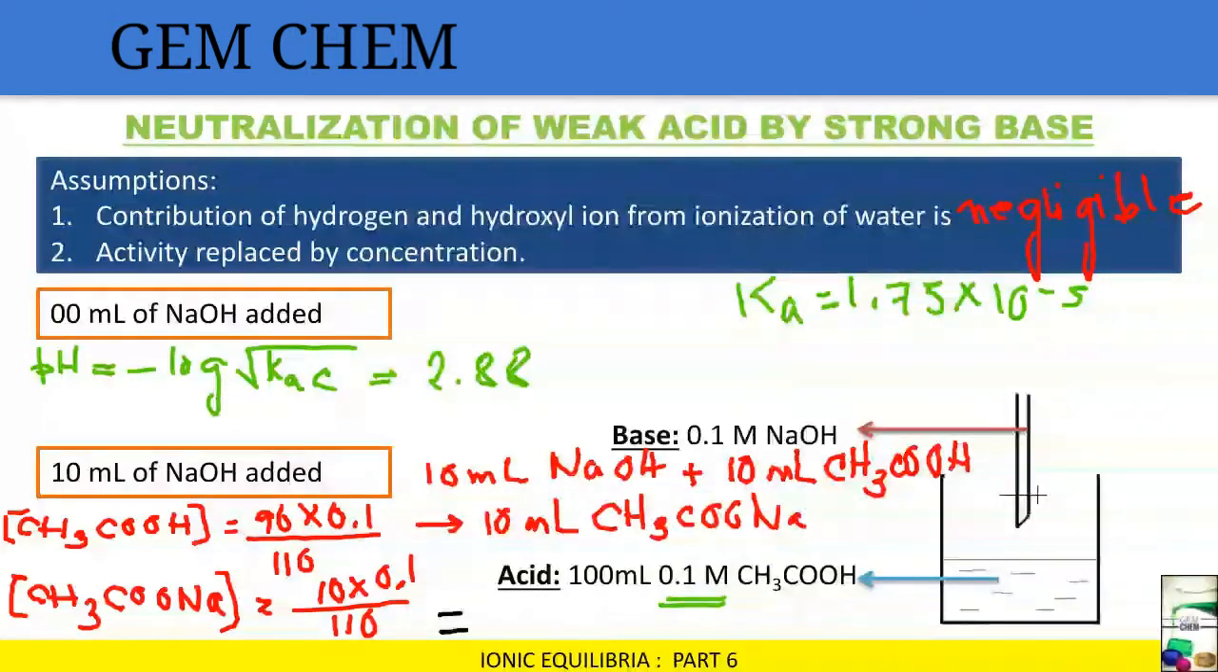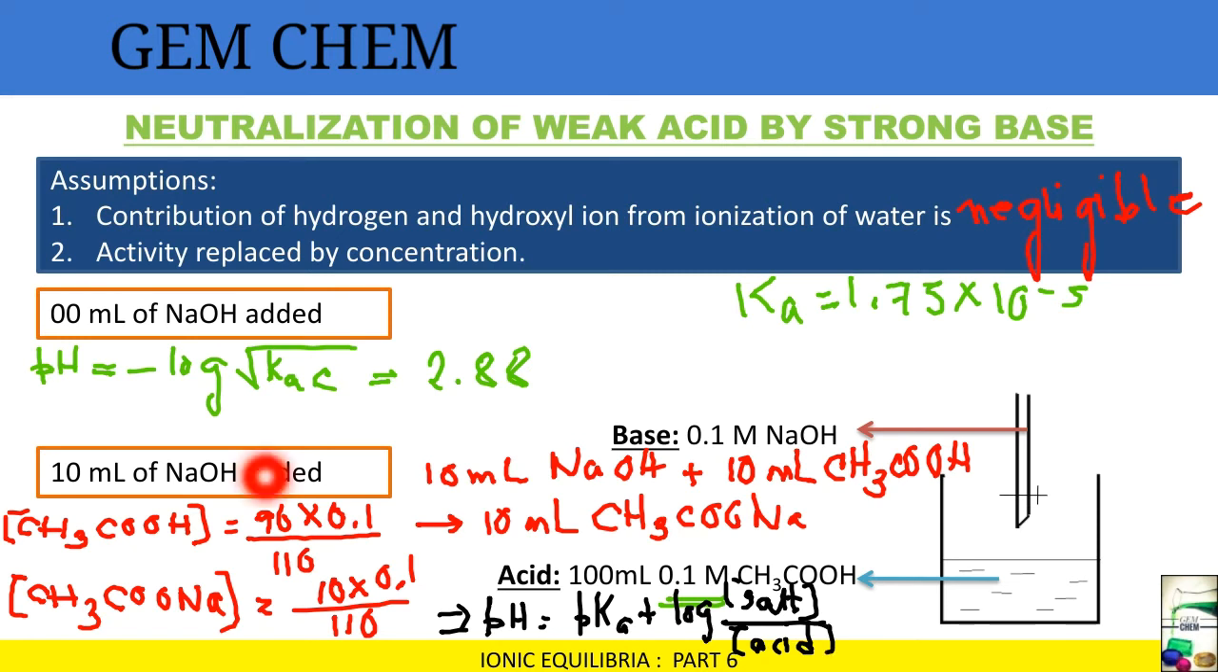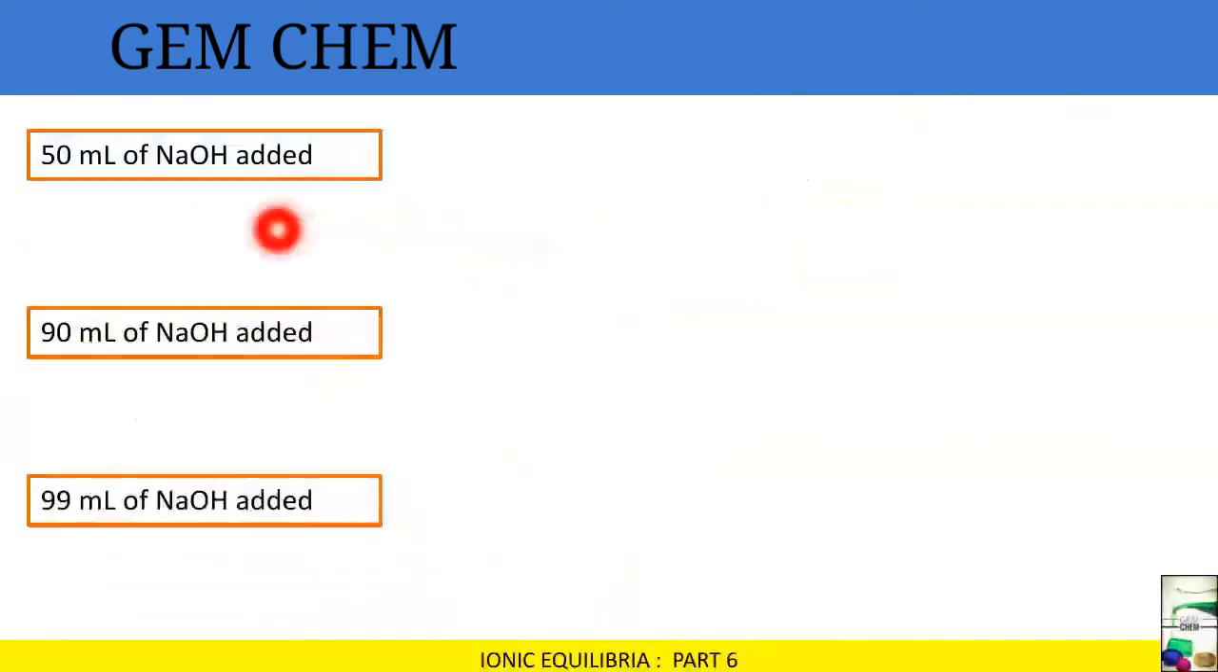Now see here the formula for pH is pKa plus log of salt by acid. Now if we look into it carefully, we will just substitute the value of salt concentration, CH3COONa, in the salt portion and the CH3COOH concentration in the acid portion. And ultimately the pH which will be obtained in this case is 3.81.